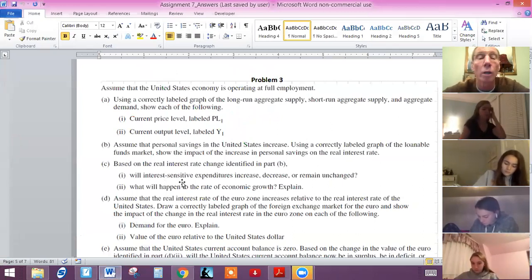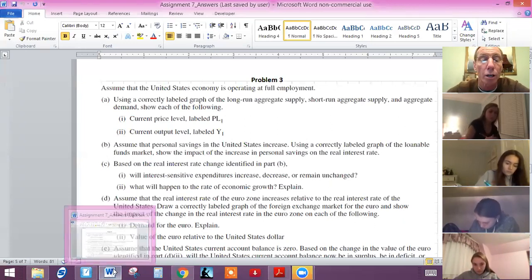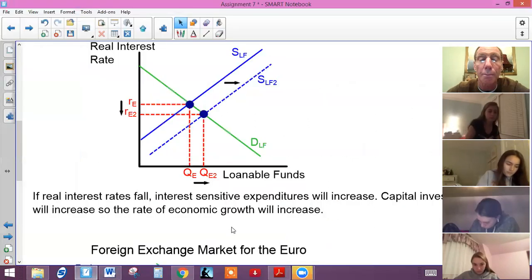Will interest-sensitive expenditures increase, decrease, or remain unchanged? What will happen to the rate of economic growth? Well, if the real interest rate goes down, that means that people who buy things and have to borrow the money, like if you use your credit card, are going to buy more because the interest rate is lower. People are going to be more likely to buy houses if the interest rates are lower.